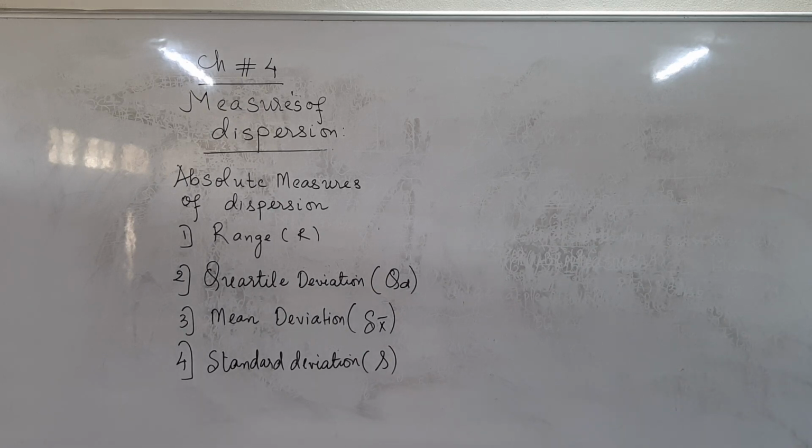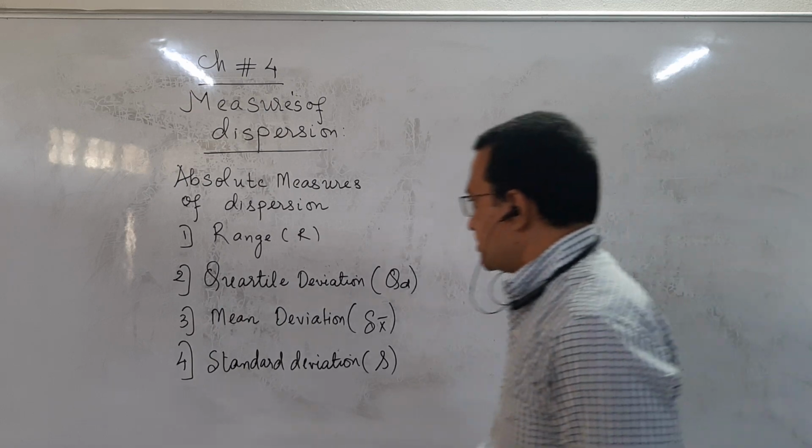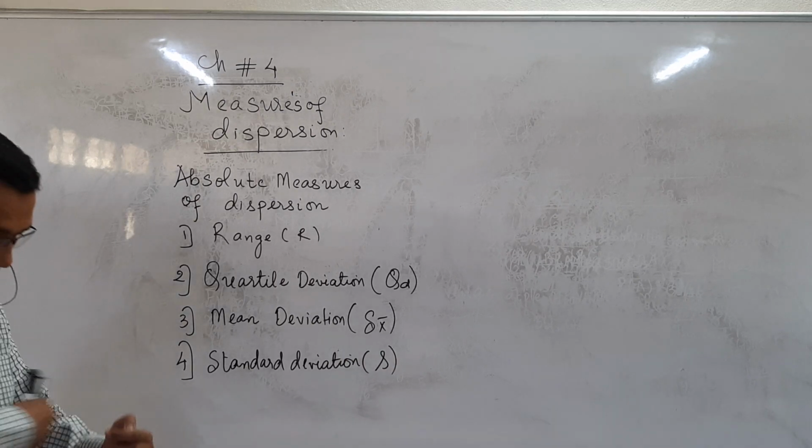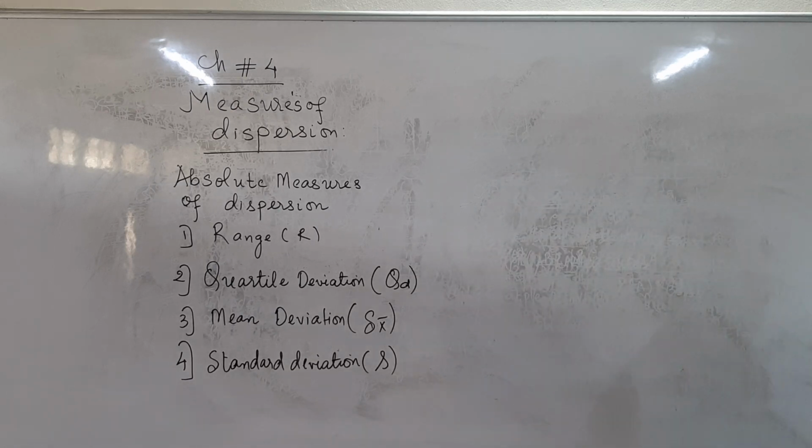So these are, students, the following absolute measures of dispersion. The first is range, denoted as R. Second, quartile deviation, denoted as QD. Quartiles are Q1, Q2, and Q3. All of you know, if we revise the definition of quartiles, quartiles divide the data arranged in ascending order into 4 equal parts, and the three quartiles are Q1, Q2 and Q3.